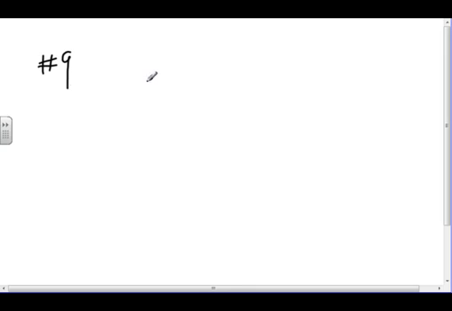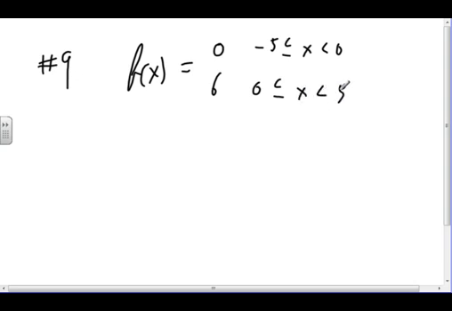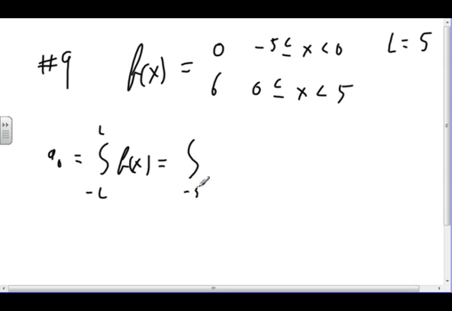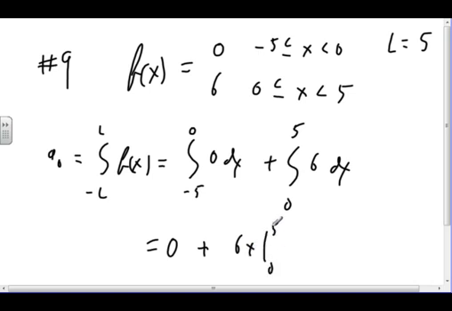Okay, so number 9, f of x is equal to 0 from minus 5 to 0, and is equal to 6 from 0 to 5. So I've got a situation where L is equal to 5. I want A0 to be the integral from minus L to L of f of x. So that's going to be the integral from minus 5 to 0 of 0. We can figure that one out pretty quick. And from 0 to 5 of 6. So the first one is 0. The second one is 6x evaluated at 0 and 5, which would be 30. So I end up with 30.